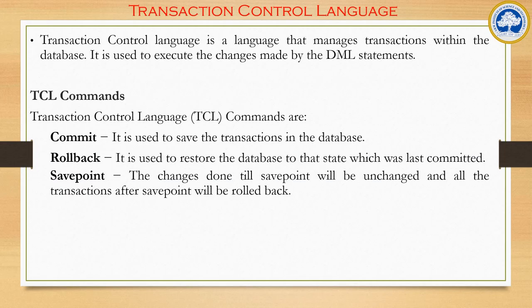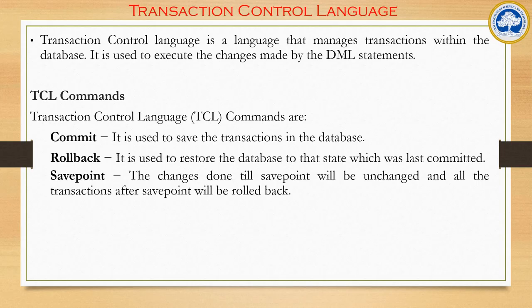Transaction control language manages the transactions within the database. It executes the changes made by DML statements. Generally the main three statements we work with are commit, rollback, and savepoint. Commit is used to save the transaction in the database, and rollback is used to restore the database to the state that was last committed.